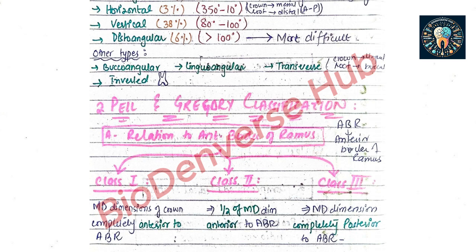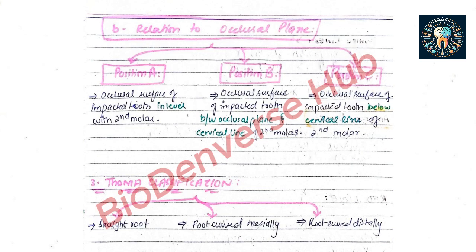In the class 2 impaction, half of the mesiodistal dimension is anterior to the anterior border of the ramus, and in the class 3 impaction, the mesiodistal dimension is completely posterior to the anterior border of the ramus.